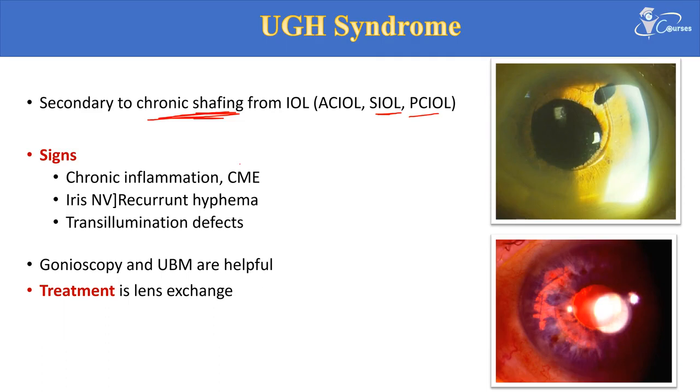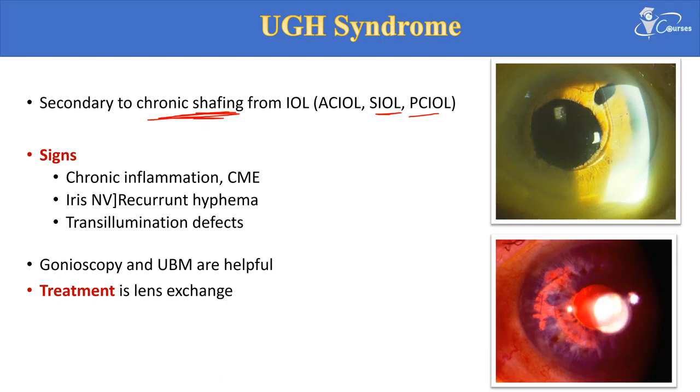Those patients will have signs of chronic inflammation. They will have iris cells in the anterior chamber, cystoid macular edema, iris new vessels, or recurrent hyphema because of bleeding from rubbing of this haptic or IOL against the iris blood vessels.